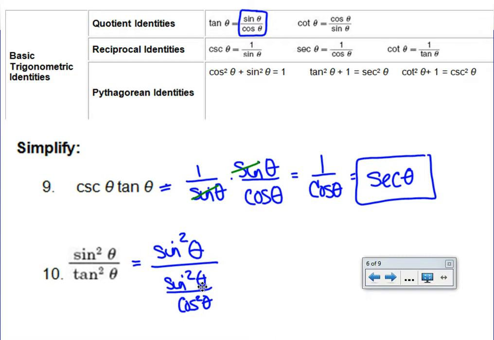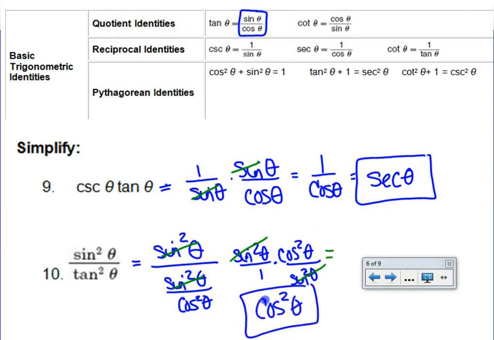And depending on how good you are with fractions, you might be able to see right now what cancels. It turns out that these sines are going to cancel each other out, but if you can't see that in a vertical notation, you can change this to be a horizontal multiplication problem. Remember, dividing by a fraction is the same thing as multiplying by its reciprocal. And now you can easily see that the sine squareds cancel, leaving you with just cosine squared theta.